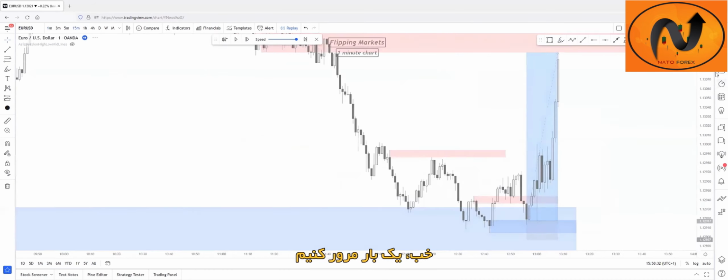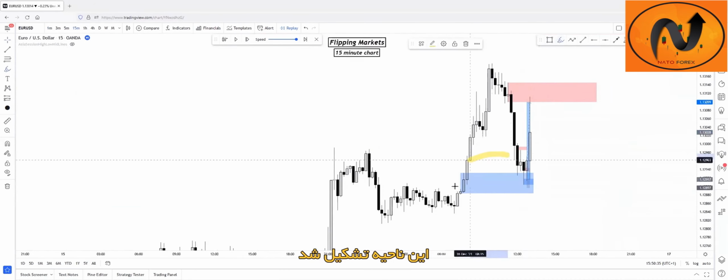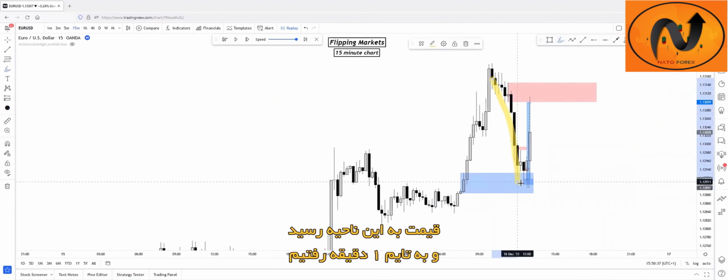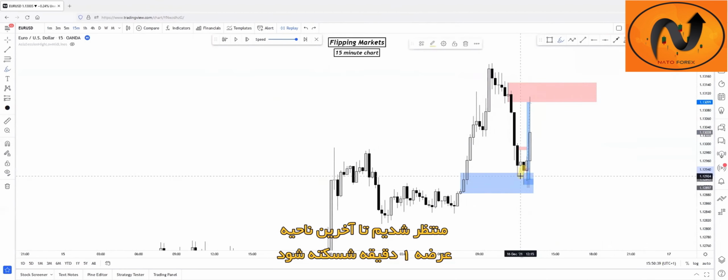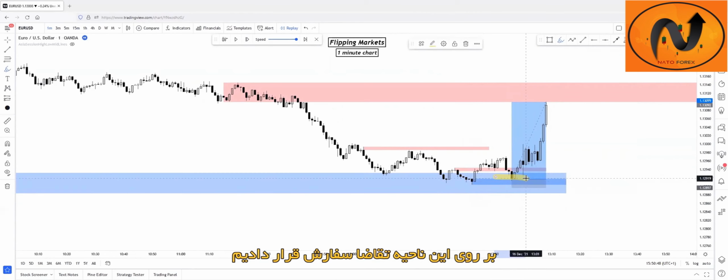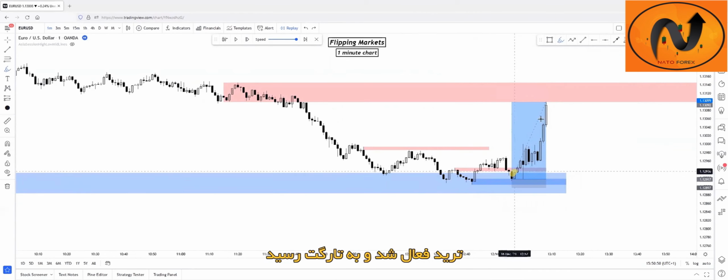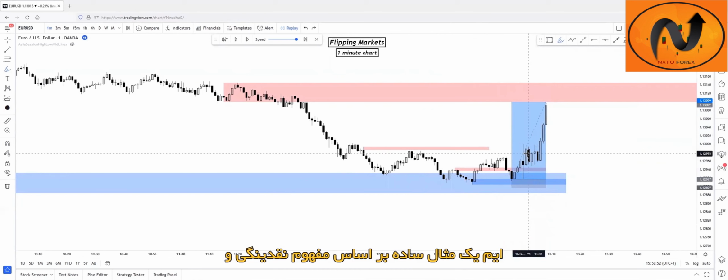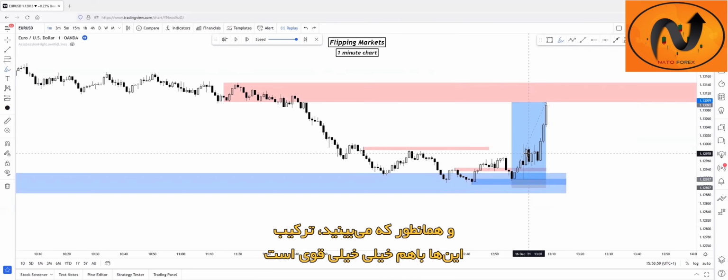So once more, this zone has been created. Price reached this zone, switch to the 1-minute chart, wait for the last 1-minute supply to be broken. Last 1-minute supply broken, demand zone has formed, limit order on that demand zone, in a trade, TP hit. This is really simple, based on liquidity concepts, supply and demand concepts, who's in control concepts, and combining all of the concepts together, it will be really strong, as you can see.